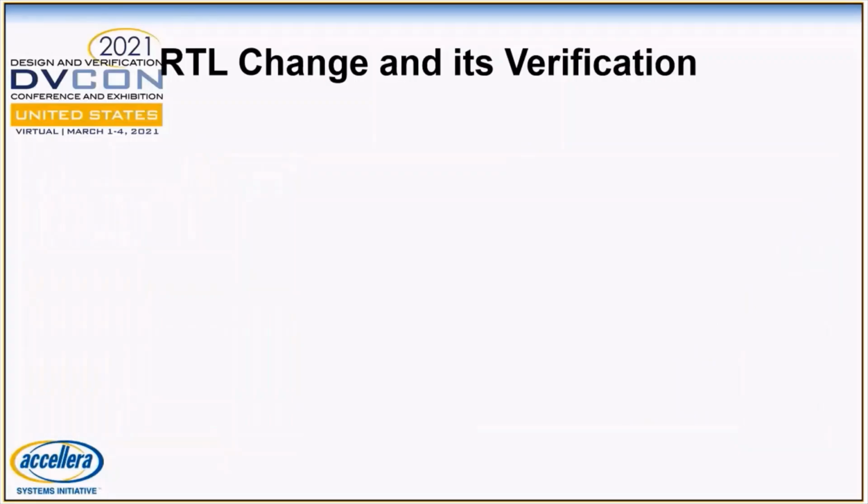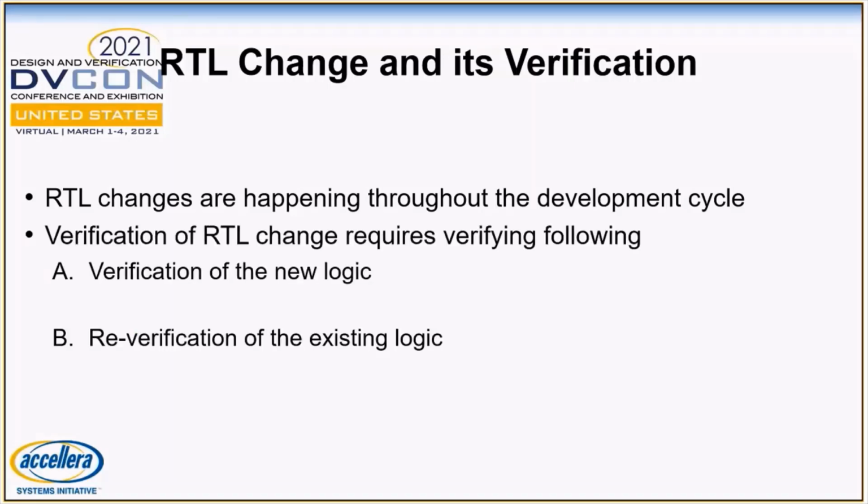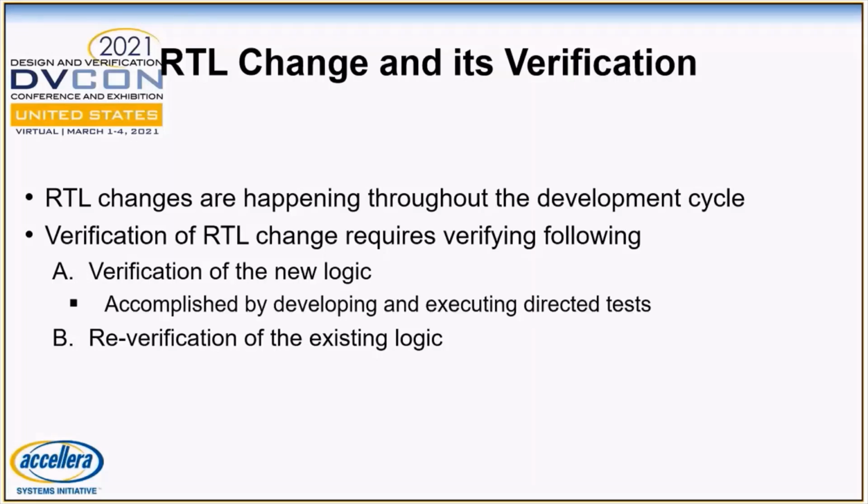Now, before we discuss the third FV technique, let's quickly go over RTL change and its verification. RTL changes are constantly happening due to lint, logic, power, or timing fixes. Each RTL change verification requires verification of the new logic and re-verification of the existing logic. In constraint-based random verification methodology, verification of the new logic is usually completed by developing and exercising directed tests.